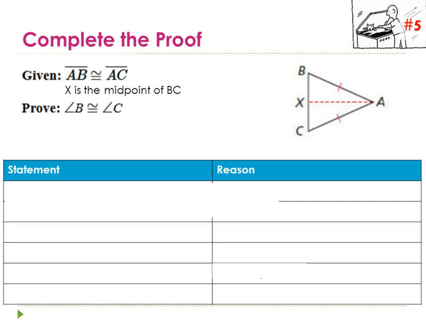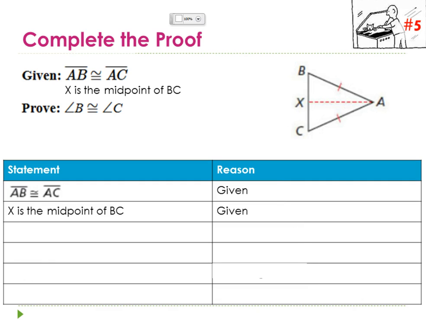Okay, here we're going to complete this proof, and we're given that AB is congruent to AC, and those are symbolized right here, and that X is the midpoint of BC. So we've drawn a line AX here. When I'm doing a proof, I first start off with what is given, and so I just write those there at the very top.